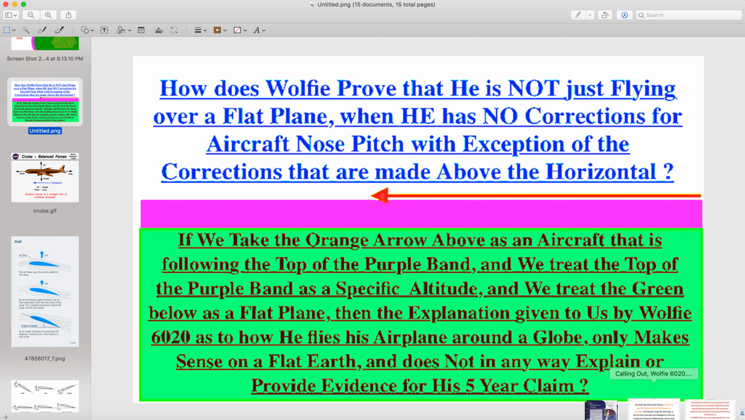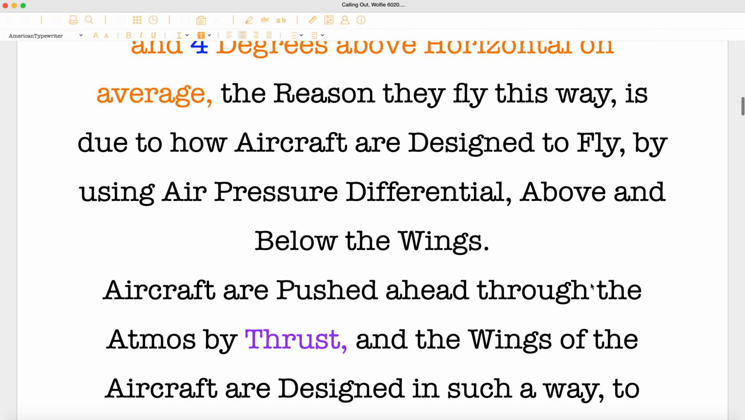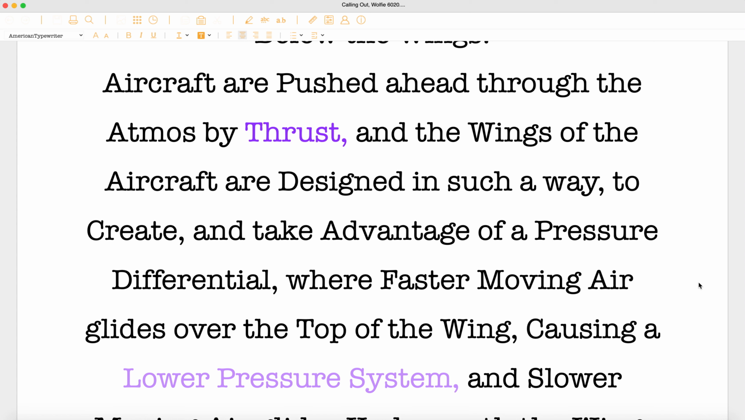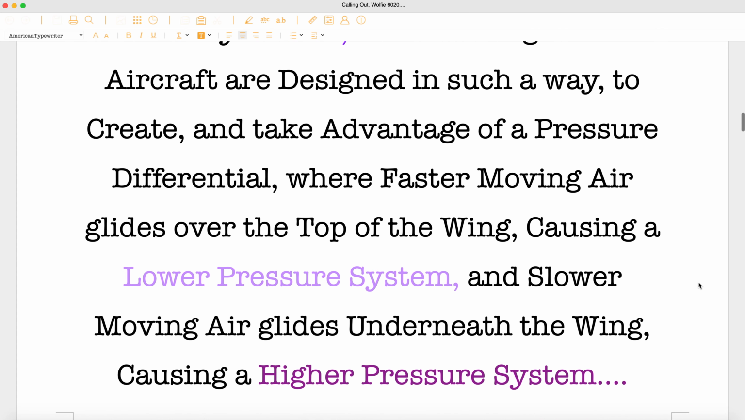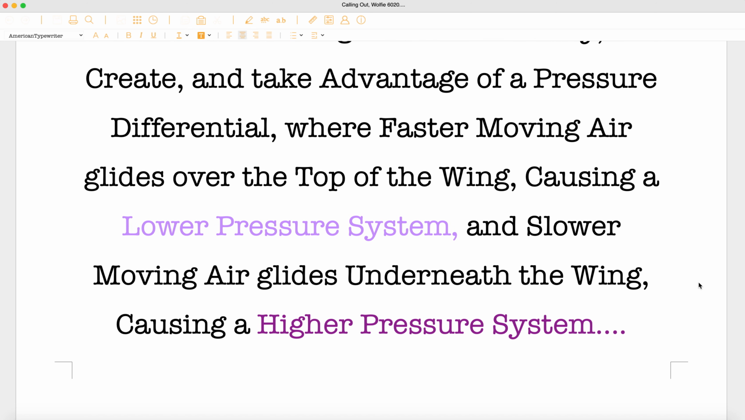So I'm just going to go back to just 1 second. Here, this is from my last video. So aircraft fly with their noses between 1 and 4 degrees above horizontal on average. The reason they fly this way is due to how aircraft are designed to fly. By using the air pressure differential above and below the wings, aircraft are pushed ahead through the atmosphere by thrust, and the wings of the aircraft are designed in such a way to create and take advantage of a pressure differential, where faster moving air glides over the top of the wing, causing a lower pressure system, and slower moving air glides underneath the wing, causing a higher pressure system.